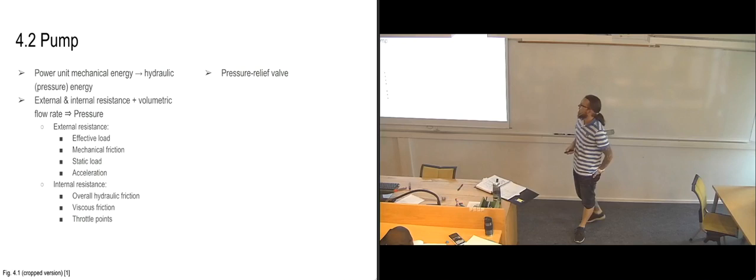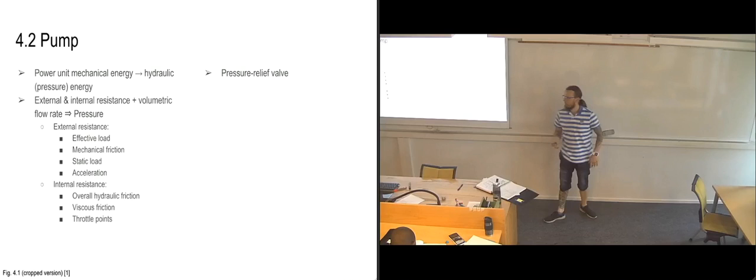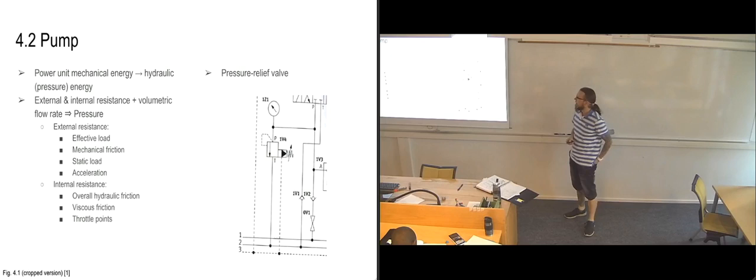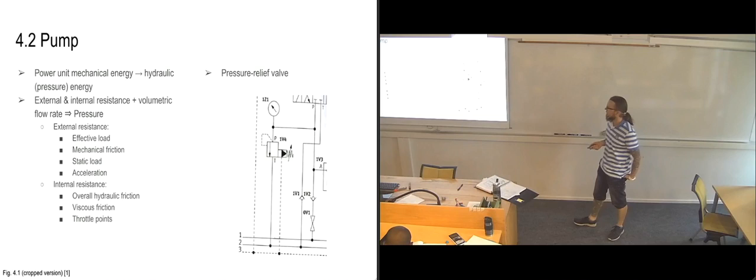Because of this, we use the pressure relief valves. We don't want the pressure to get too much. As I've been talking about earlier, we don't want to accidentally destroy components in the hydraulic system because we are getting too high pressure. And now we're going to look a bit back at figure 4.1. So we're going to look at the pressure relief valve.